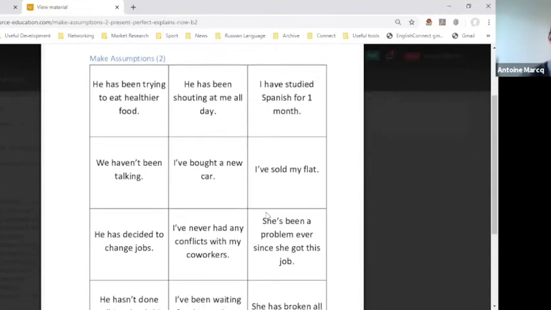Look at number 2. He has been shouting at me all day. What can we assume? Well, if he's my boss, I'm probably going to get fired. He's been shouting at me all day. If it's my dad, he's very disappointed in me. He's been shouting at me all day. For sure, that person, dad, friend, or whoever, is angry with me.